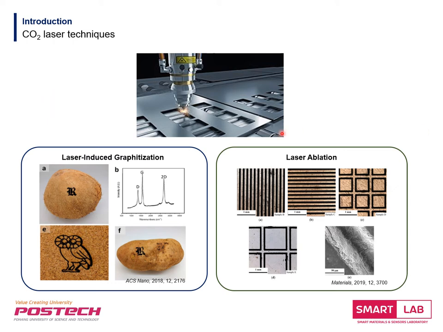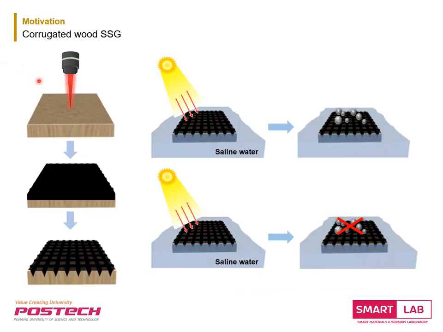CO2 laser techniques are widely used for cutting or converting substrate materials. With the laser, substrates can be photothermally converted into graphitic materials or just ablated. These techniques enable a one-step process for patterning, graphitization, and ablation. In this work, a CO2 laser was used to fabricate a light absorbing layer and grid grooves on wood. Grid grooves are expected to act as redissolution sites of salt for the salt resistance of SSG.